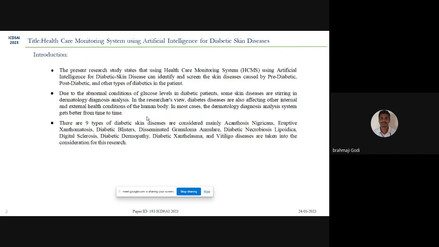Next, the introduction. As I told you, here we have identified 9 types of skin diseases which mainly affect diabetic patients, such as necrobiosis lipoidica, diabetic blisters, diabetic dermopathy, distal paralysis, and some others. We consider these 9 types of diseases here for the research.